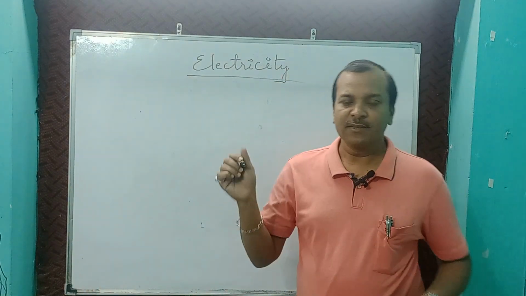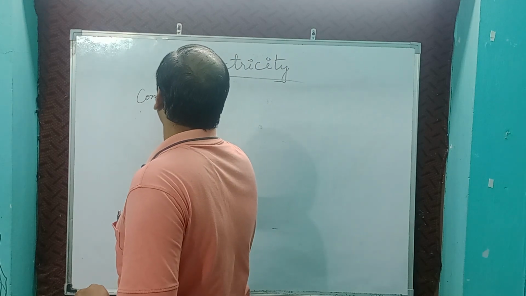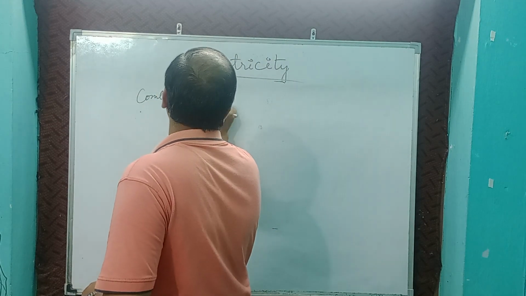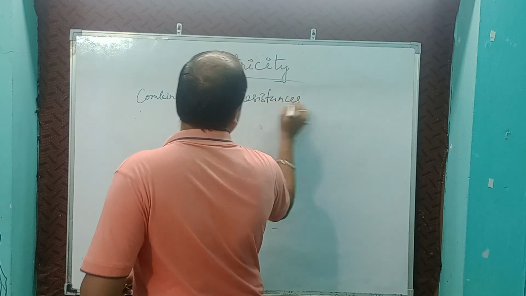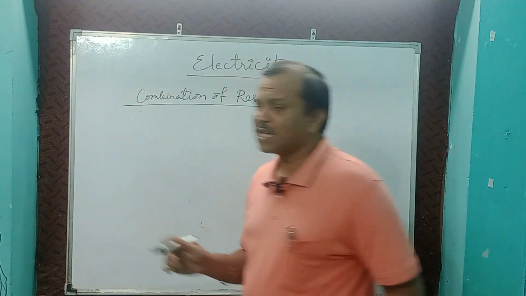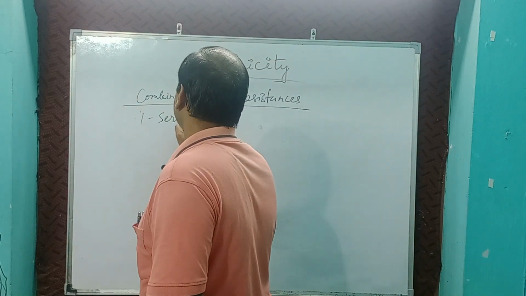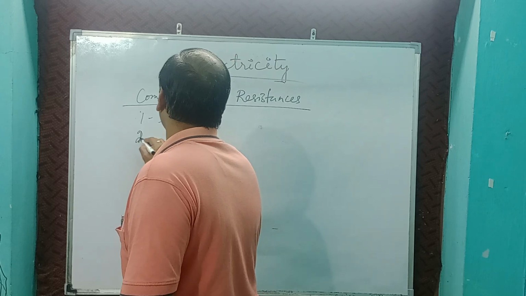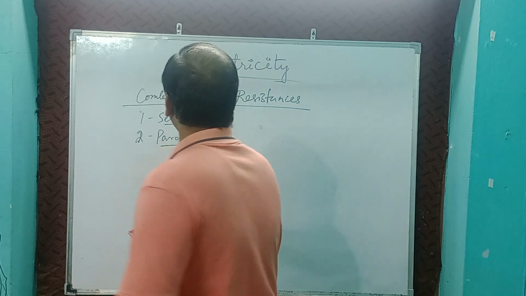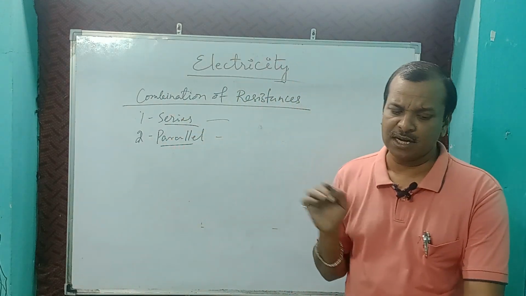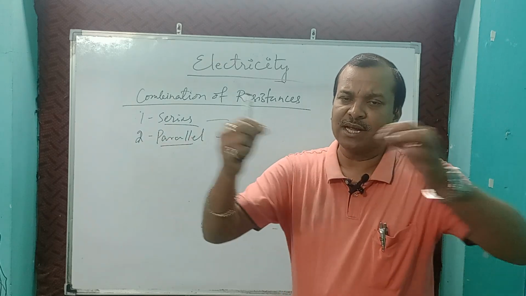So this is the SI unit of resistivity. Now we will discuss combination of resistances. Resistances can be combined in two ways. The first one is series, the second one is parallel. What is series connection and what is parallel connection? Let us know. Series means two or more resistances fixed end to end.